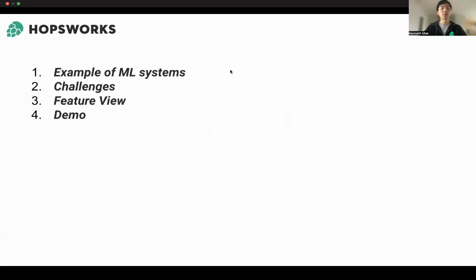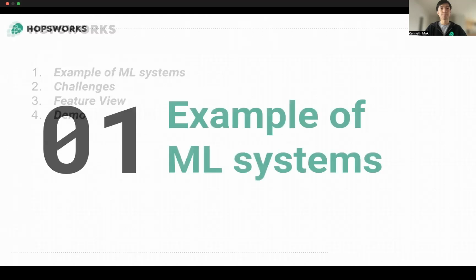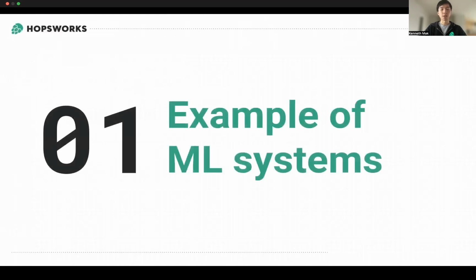Today, we will talk about an example of machine learning system and some challenges in machine learning systems. We also talk about how feature views or in general feature store can solve these challenges. And I will show you some code about how you can use feature view. So first, let's look at an example.